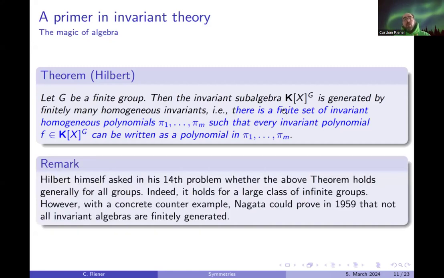Just as a small remark, as you know, Hilbert posed a list of problems at the International Congress of Mathematicians in Paris. One of the questions that he asked was if this theorem holds for any group. It turns out that no, it doesn't hold for any group, although for a large class of infinite groups we can use the same proof. But Nagata proved that there are counterexamples to the statement. So not every group has this very nice property that there are finitely many fundamental invariants.